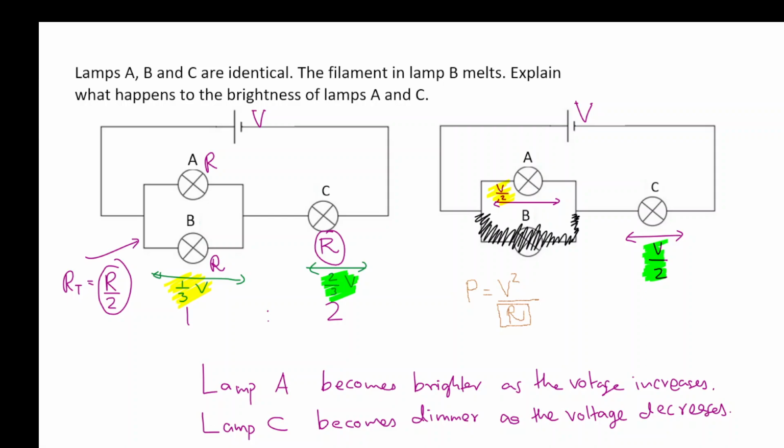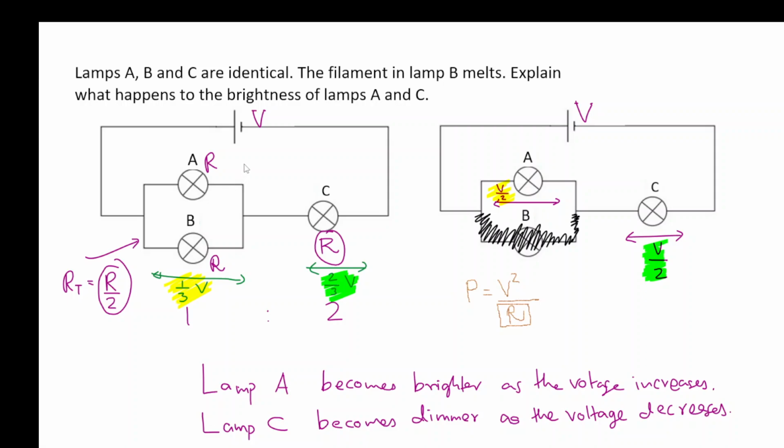Now, this is one way of doing it. You can also think about the current. You can get an expression for current and work it out the same way, because the total resistance of the two circuits is different. Then the current will change. Then you can use P equals I squared R and evaluate it the same way. But I think this is probably a little bit easier than that. But either way, you get the same answer.